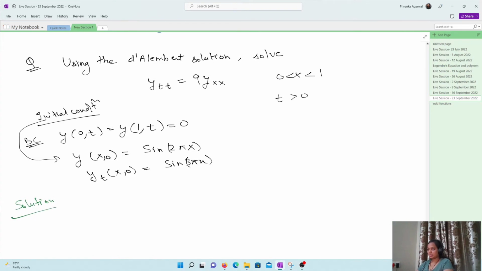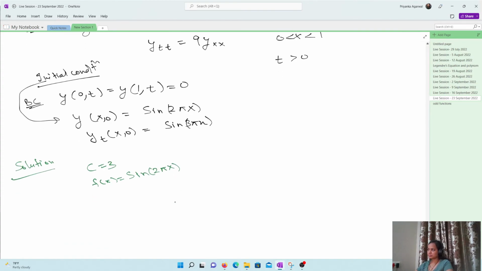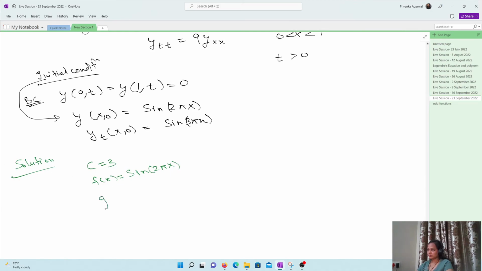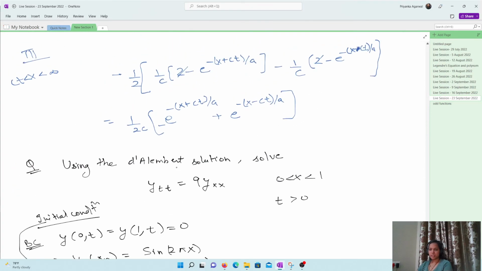Okay. So just see quickly what is all given. We have c as 3 over here. f(x) is given as sin 2πx, and g(x) is given as sin 3πx, and we are given a bounded x. It's not an unbounded case.